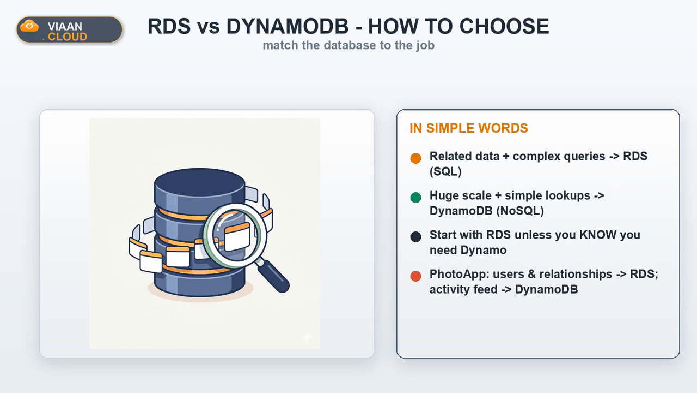So which do you pick? If your data is related and you need complex queries, choose RDS. If you need enormous scale with simple lookups, choose DynamoDB. A good rule, start with RDS unless you know you need Dynamo. For PhotoApp, user accounts and their relationships fit RDS, while a high-speed activity feed fits DynamoDB.